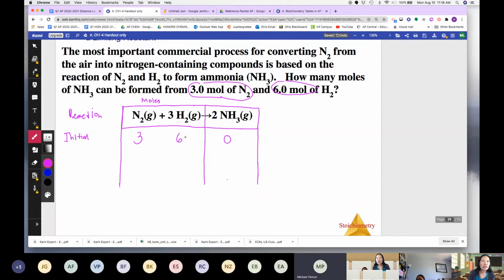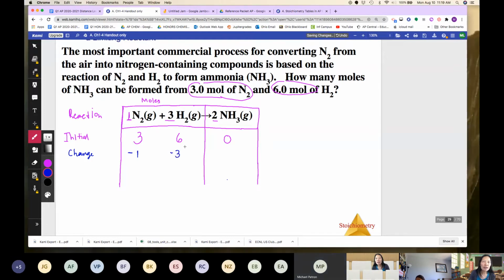Okay? So now you're going to use these ratios. There's a 1 right there, a 3 there, and a 2, right? That means I'm going to put a change in blue. That means I'm going to use minus 1 mole of this, and I'm going to use 3 moles of this, so minus 3. And I'm going to make how many moles of ammonia? 2. Yeah, 2. That's how it changes. Okay?